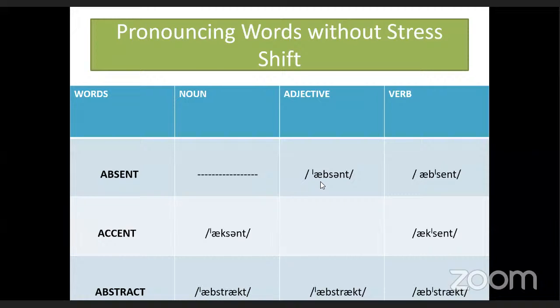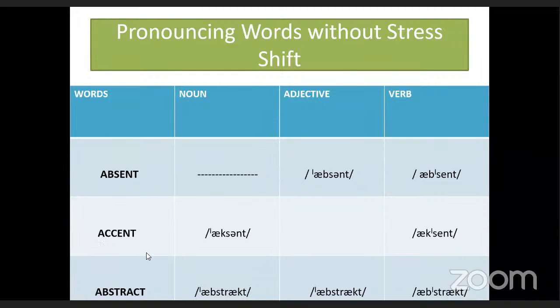And when the same word is used as a verb in a sentence, there is a change in the stress pattern. See, there is a stress shift. This is what we call a stress shift. From the first syllable, stress moves on to the second syllable. So it becomes absent. In the first case, it is absent. In the second case, when the word is used as a verb, it becomes absent.